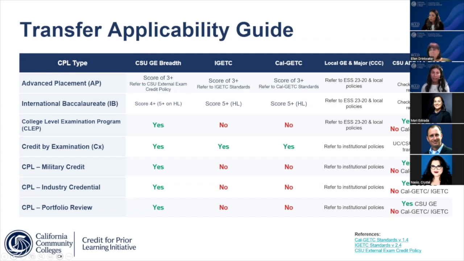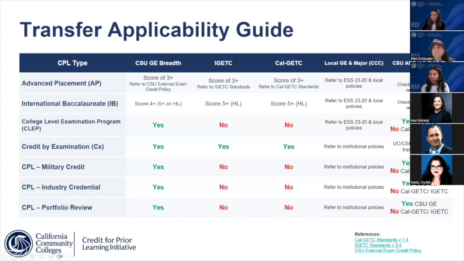You need to refer to the CalGETC, IGETC standards or to the CSU external exam credit policy because it has a chart that indicates what score a student needs in order to be applicable to any of those three GE patterns. In terms of local GE and how it can apply to your major at your institution, you should refer to the California Community College Chancellor's Office Memo ESS 2320. Those are the guiding notes on how we can apply those towards our local GE pattern. And then for your major at your institution, that's going to be campus specific. So that's determined by your institution and what you want to give credit for.